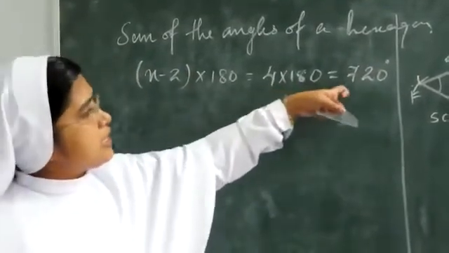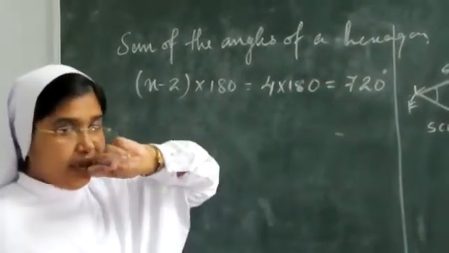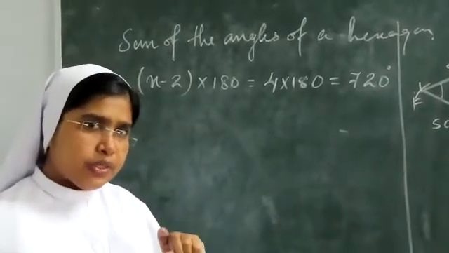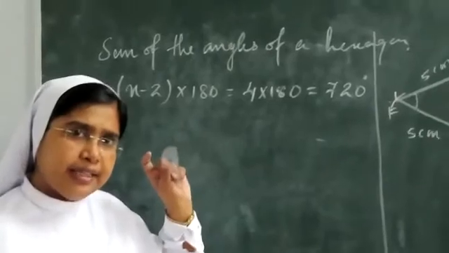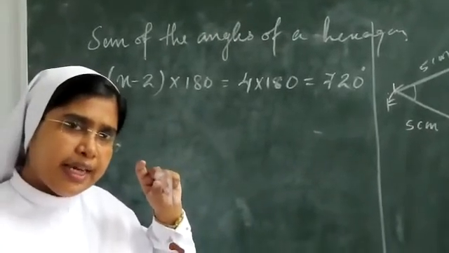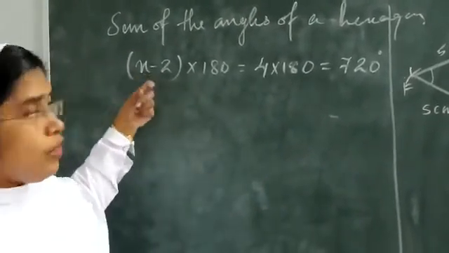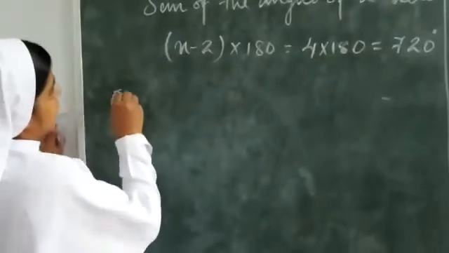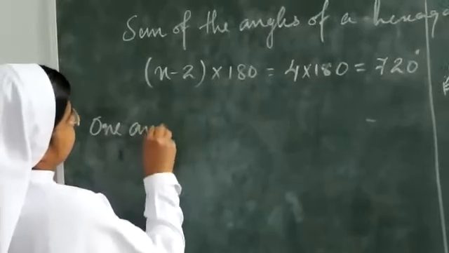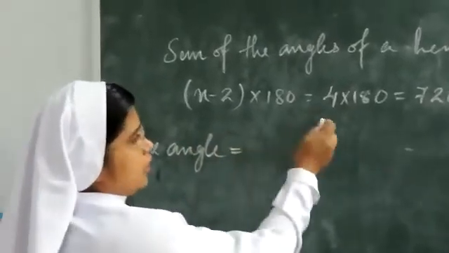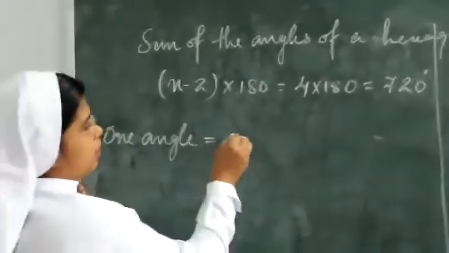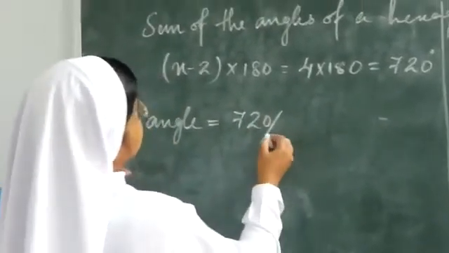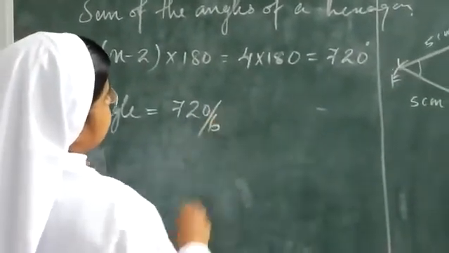So total is 720. Now it is equal angles. Angles have to be equal. So what will be each of the angles? How will you find out? One angle is equal to the total angle divided by the number of sides. 720 divided by the number of sides, how much? 6.